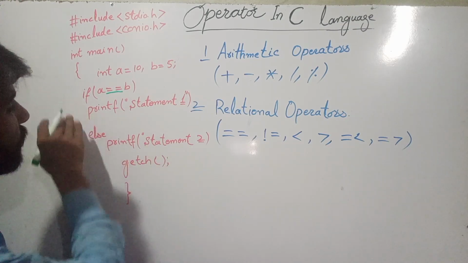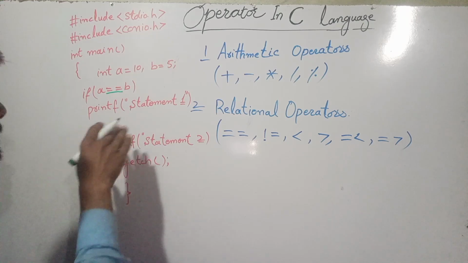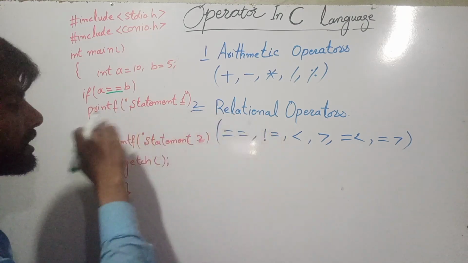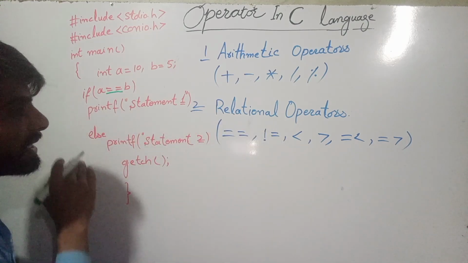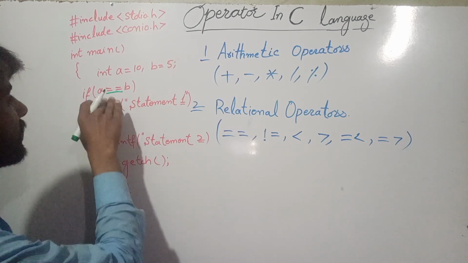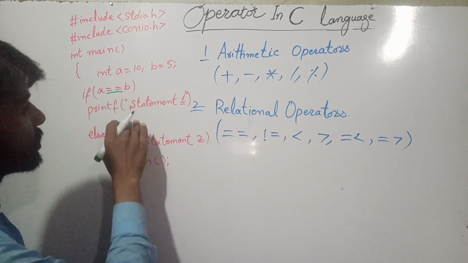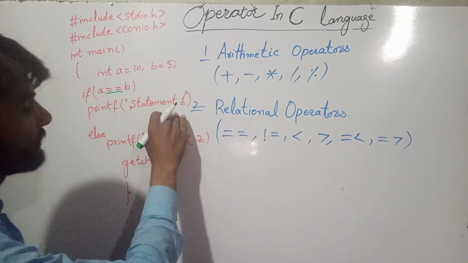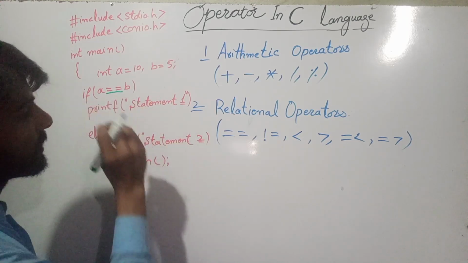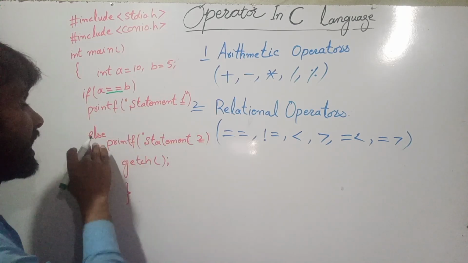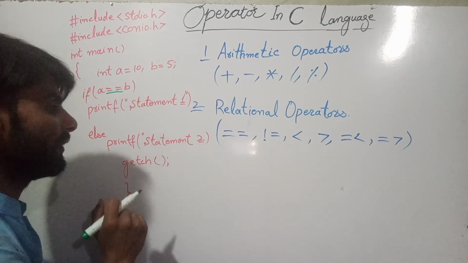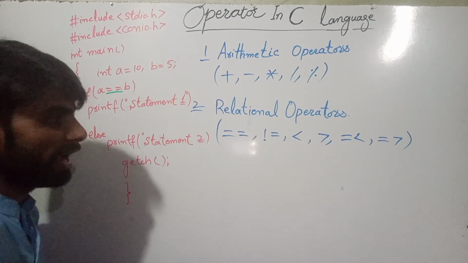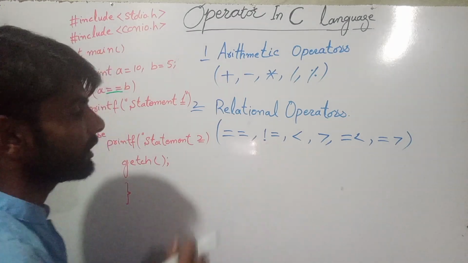So this is the structure of an if else statement, because these are all operators used in conditions. This if else is the condition. If the first condition is true, then the first statement will be executed. If this condition is false, then the else statement is executed. I hope you got it. And the next operator is not equal.